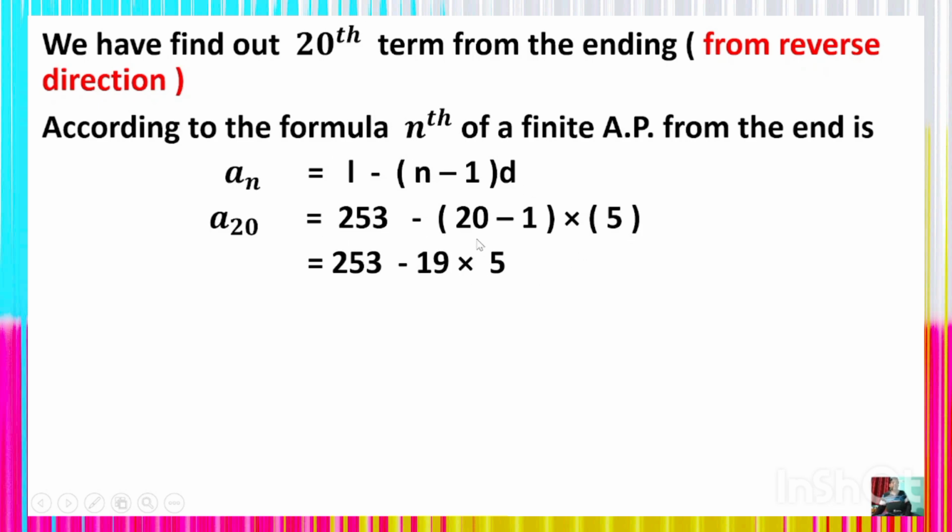So 253 minus here 20 minus 1, which is 19, multiplied by 5, right? So 253 minus 19 into 5 is what? 95, which is 158. Thus we get 820 is equal to 158.